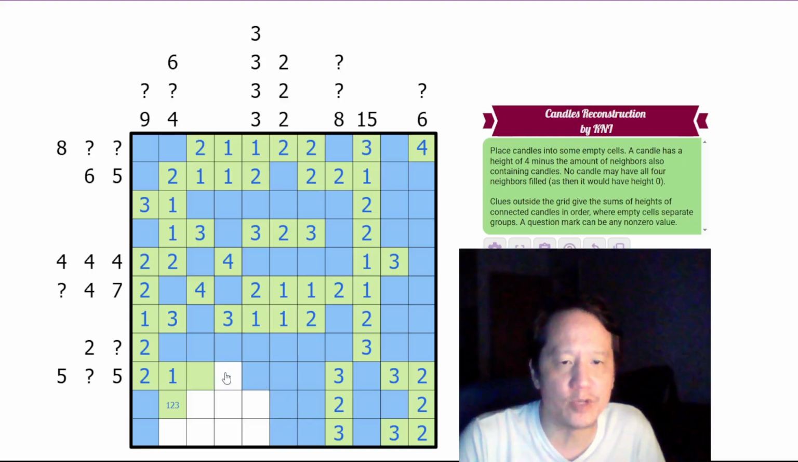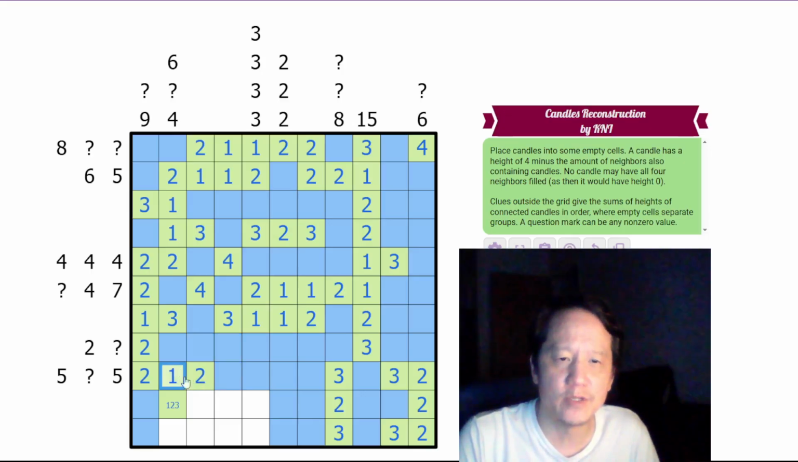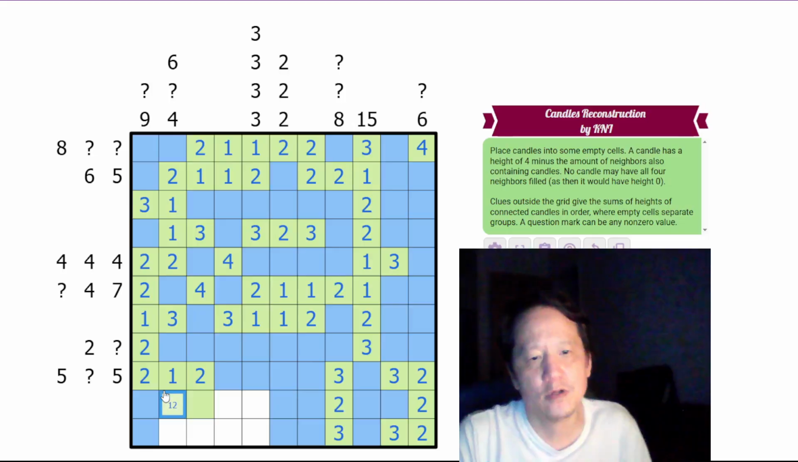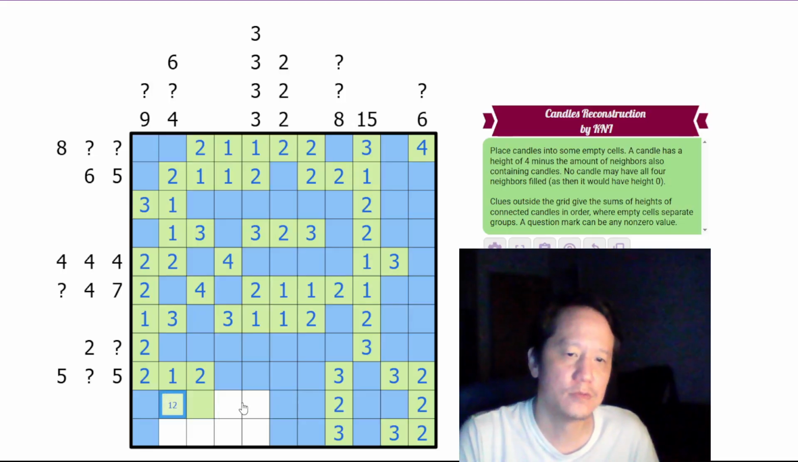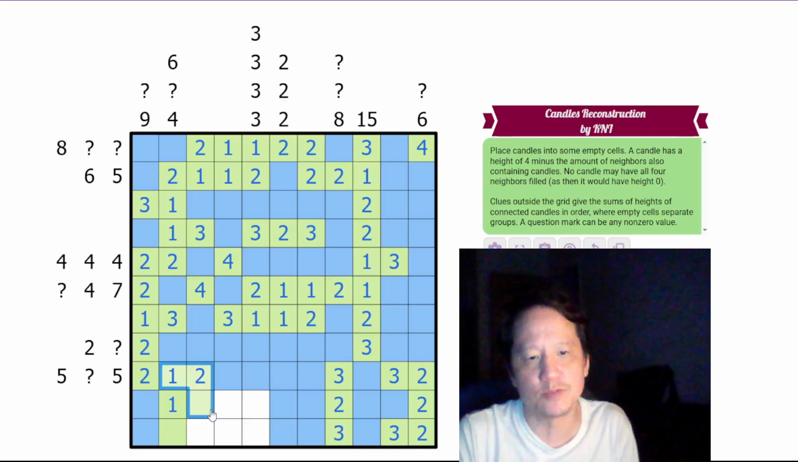If this is green, that means it's at least 2, which is too big. So this can't be green. Therefore, this is blue, and this must be 2 here. So that means 2 of its neighbors must have candle. So this cannot be 3 anymore. This is 1 or 2. And therefore, it must continue on here. So then this has to be 1 because it has 3 neighbors with candles.